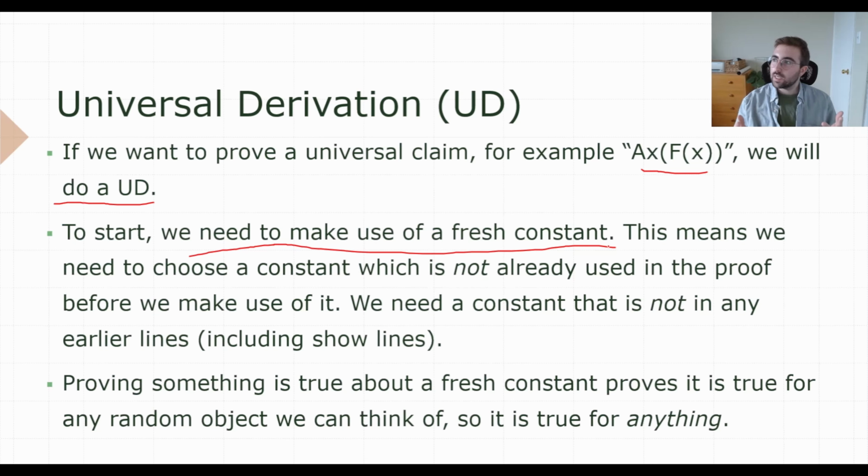So the idea is that we introduce some random constant, let's call it C. And then if we prove something is true about C, this random thing we pulled out, then it's true for any arbitrary constant we think of. It's true for any random thing. And so we can say, then it's true for all x's, right? If this thing has no particular special properties that would differentiate it from anything else, it's just some random new constant, then if it's true of that, it's going to be true of any arbitrary constant. So that's the idea.